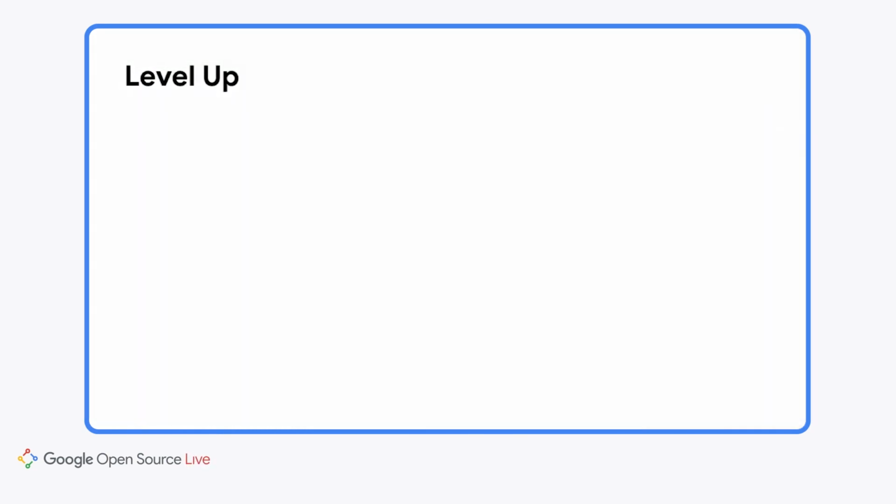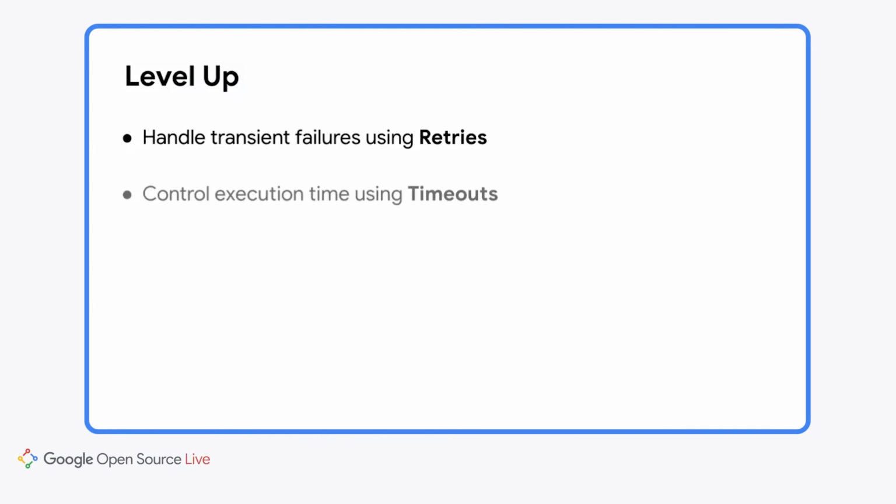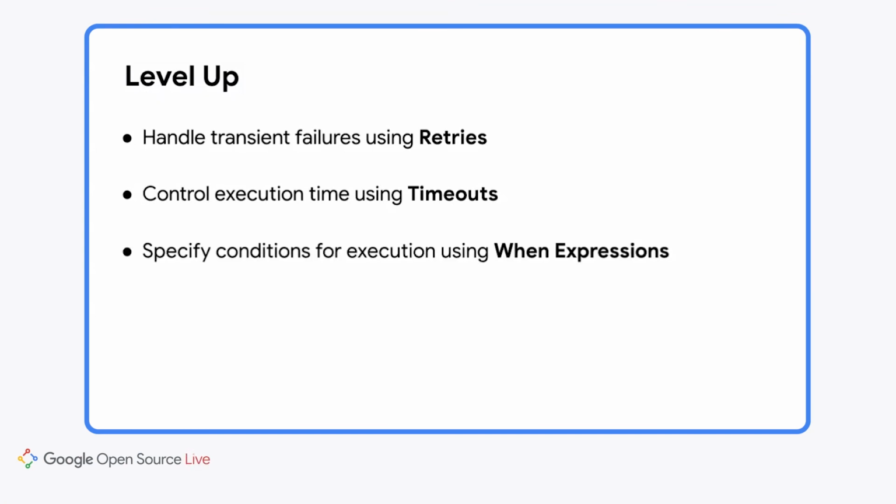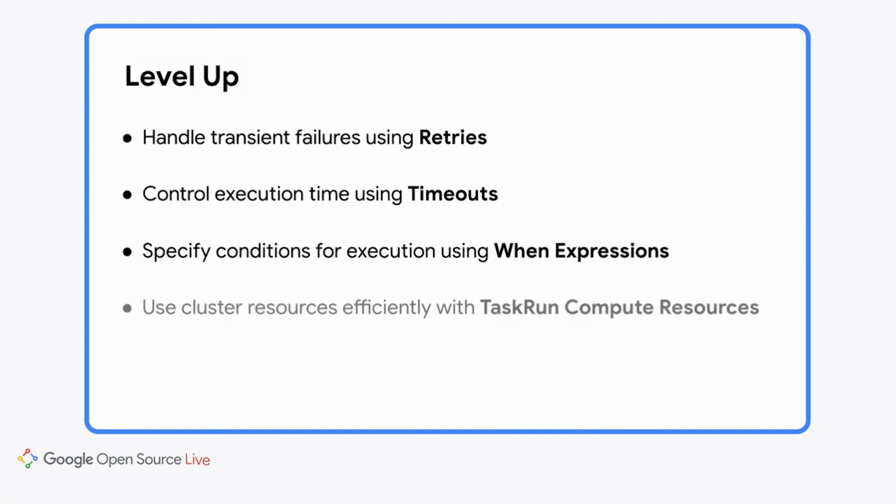Now that we've looked at a demo of Tekton pipelines and Tekton triggers, you may be wondering what more you can do with Tekton. Let's look beyond the basics. You can level up your Tekton pipelines using some of these features. You can handle transient failures using retries. You can control execution time using timeouts. You can specify conditions for execution using when expressions. And lastly, you can use cluster resources efficiently using the task run compute resources.